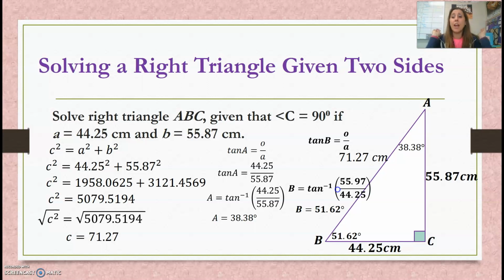Okay, I've solved for everything that's missing. So the answer to my triangle is all put in where they belong. I got my angle A, angle B, I've got my side length C, and those were all my missings.